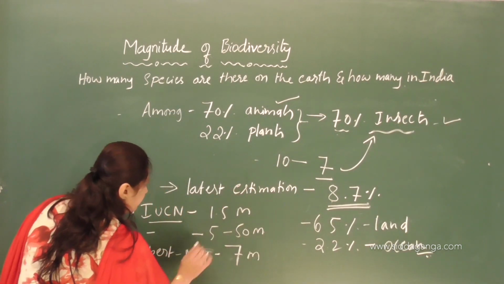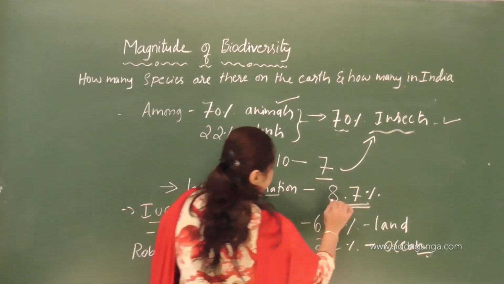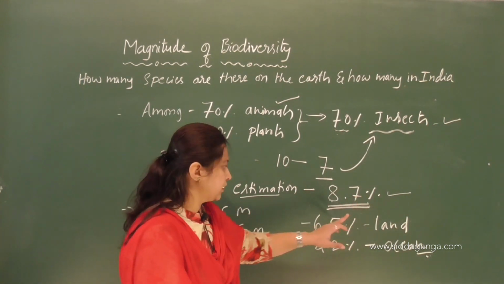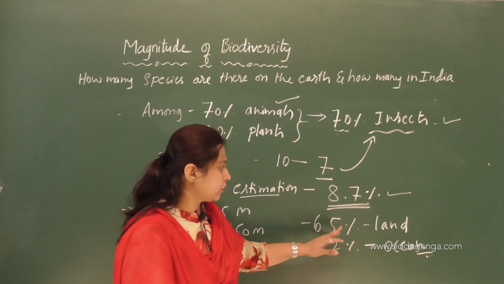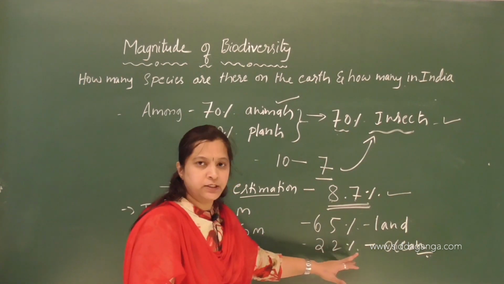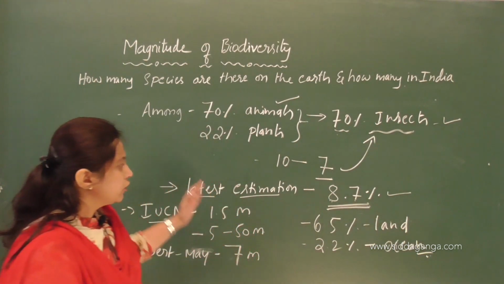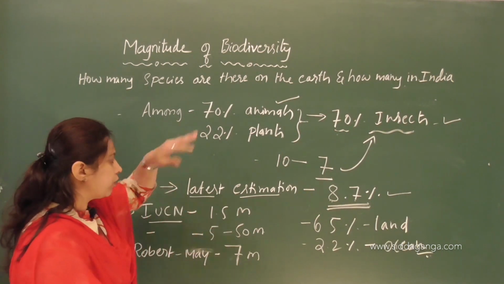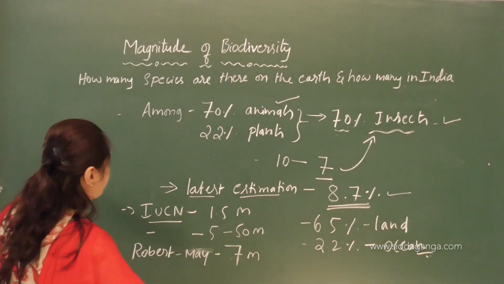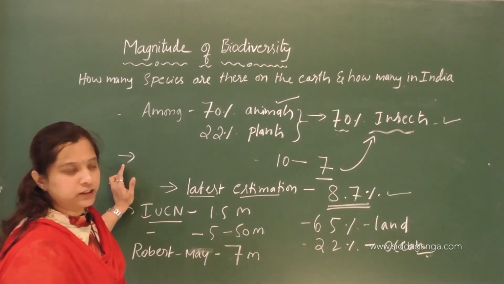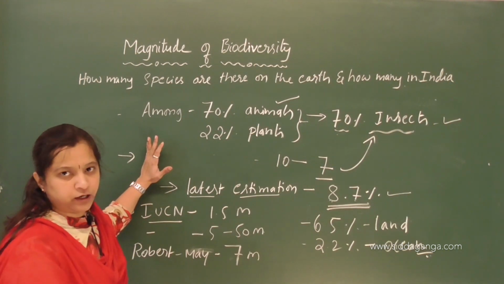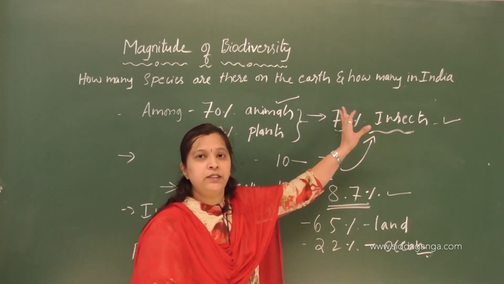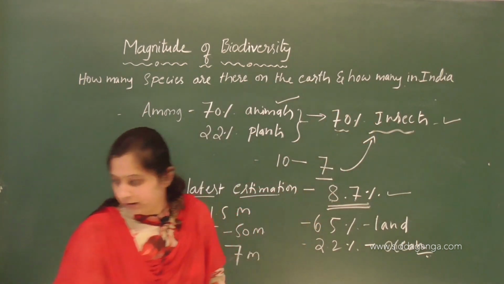And according to the latest estimation, the total number of global species diversity is 8.7 million. Of them, 6.5 million are living on land, and 2.2 million are living in the ocean. So this is the diversity which we talked about, what all we discussed till now. This is the global figure. But what about India? That means how many species are present in India? Let us see.